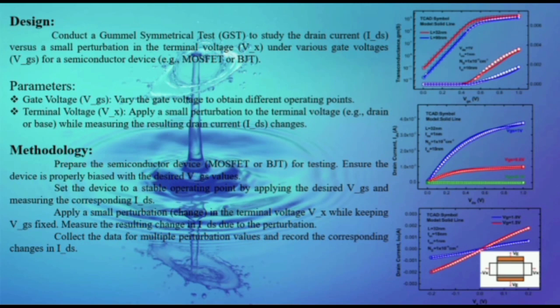The methodology involved is to prepare the semiconductor device for testing, and ensure the device is properly biased with the desired VGS value. Set the device to a stable operating point by applying the desired VGS and measure the corresponding IDS. Apply a small perturbation in the terminal voltage while keeping VGS fixed. Measure the resulting change in IDS due to the perturbation. Collect the data for multiple perturbation values and record the corresponding change in IDS.